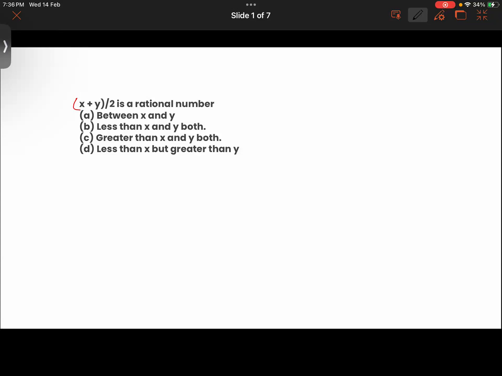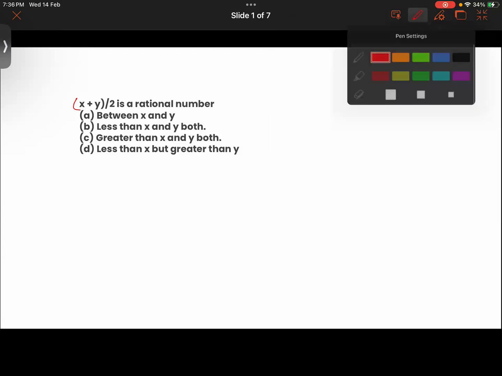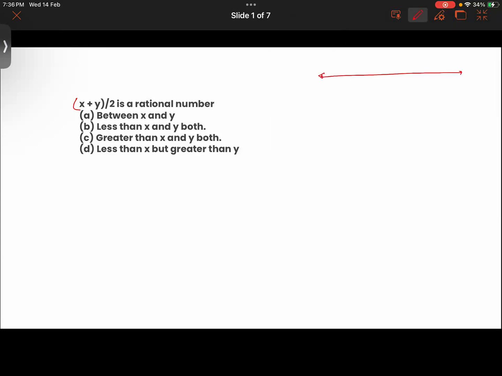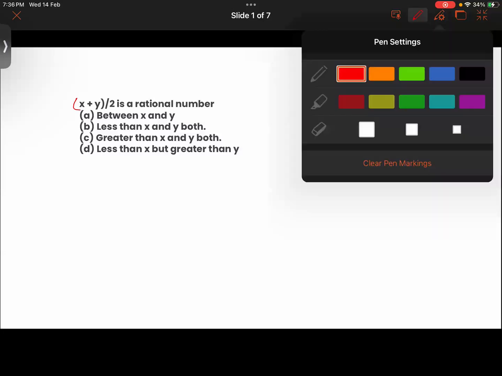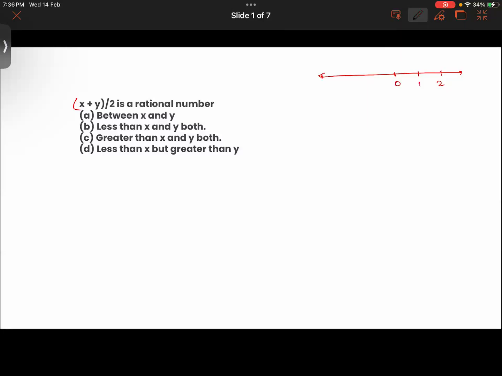Sir, I didn't understand. What do we have to do? You guys are not getting the question. See, on a number line, if you are required to find a rational number between two given rational numbers, for example, 1 and 2, in order to find the rational number between 1 and 2, we simply add both of them and then divide by 2. That is 3 upon 2, meaning 1.5 is the rational number that is found between 1 and 2.